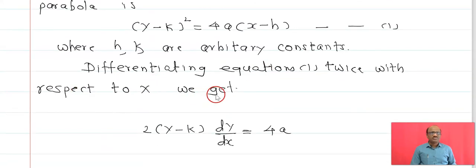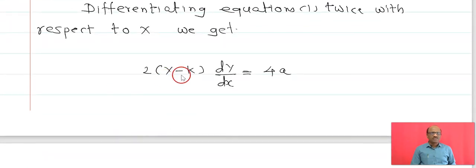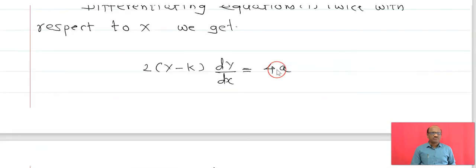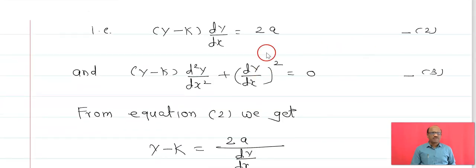Now differentiating equation 1 twice with respect to x. The first derivative of (y minus k) square is 2 times (y minus k) into the derivative of y, which is dy by dx. That equals the derivative of x, which is 1, and the derivative of h is 0, so 1 into 4a equals 4a. That is 2 (y minus k) into dy by dx equals 4a. Now the next is (y minus k) into dy by dx equals 2a.